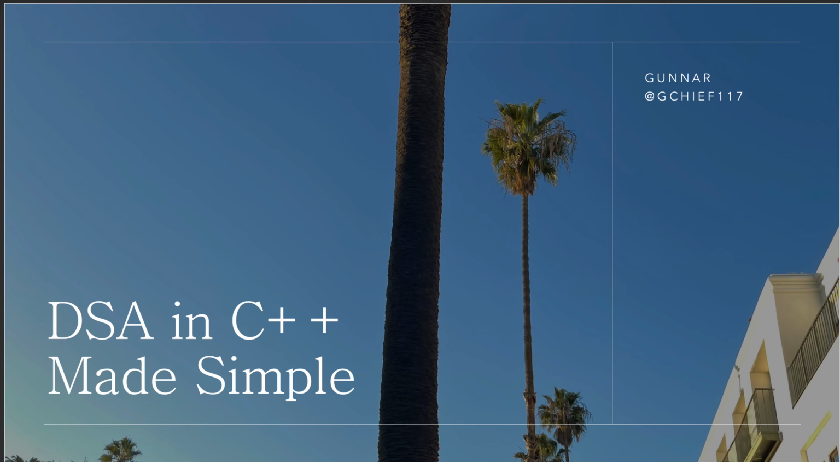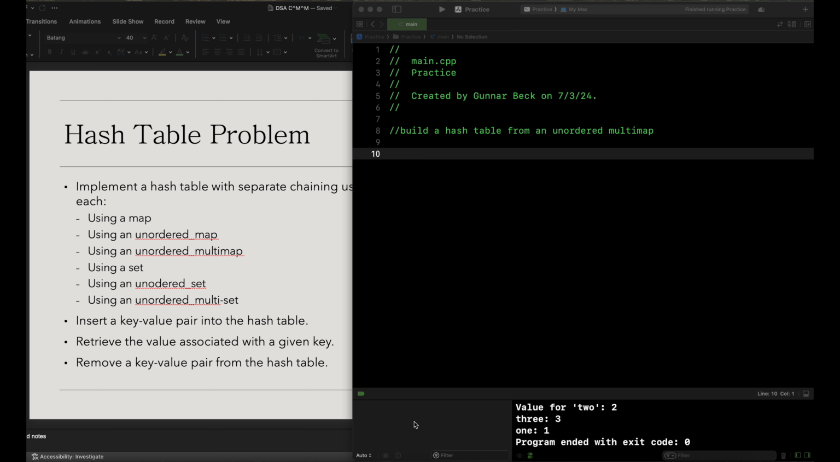Hey everyone, today we will be focusing on constructing a hash table using an unordered multi-map and understanding the nature behind it for this problem. And without any further hesitation, let's get started. And now for our unordered multi-map problem.